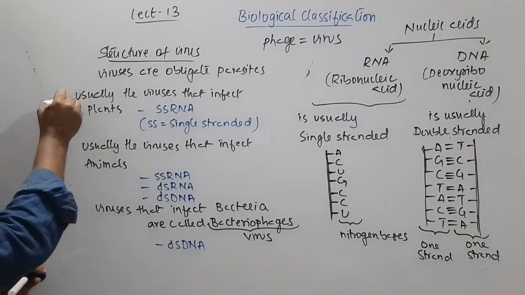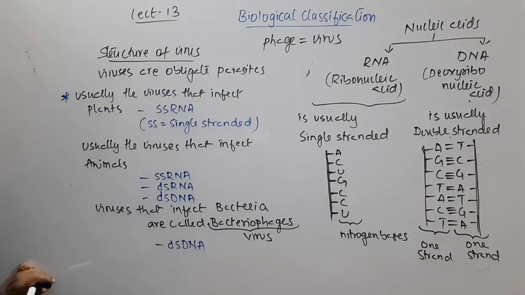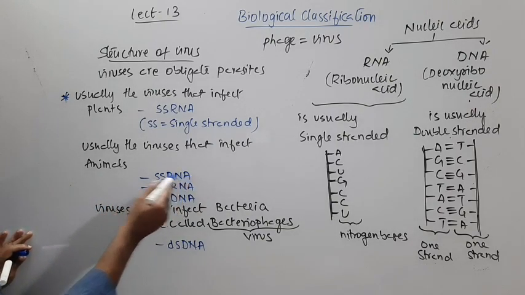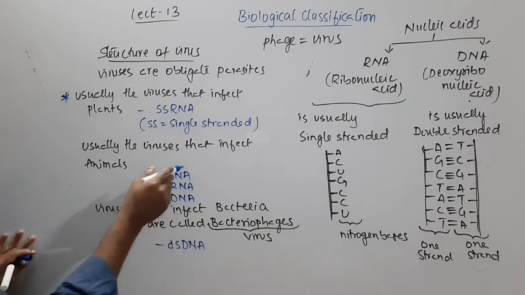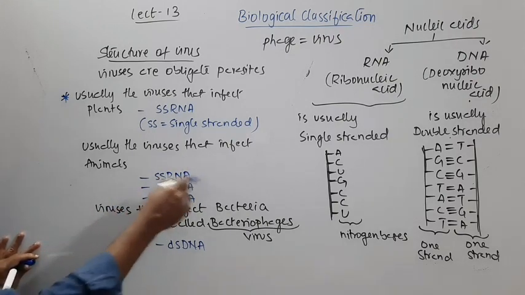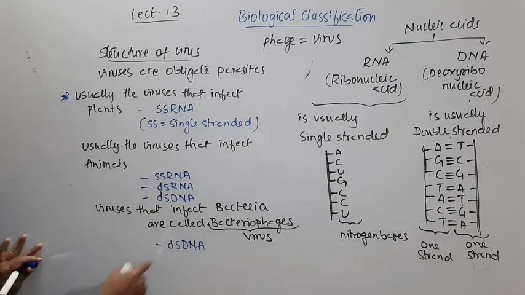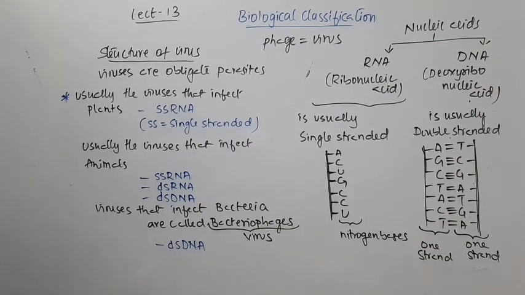So you can see the viruses that infect plants have single-stranded RNA, and the viruses that infect animals have single-stranded RNA, or double-stranded RNA, or double-stranded DNA, not all in one. Bacteriophages have double-stranded DNA. So that's a small piece of information. Now we will see a few more points.